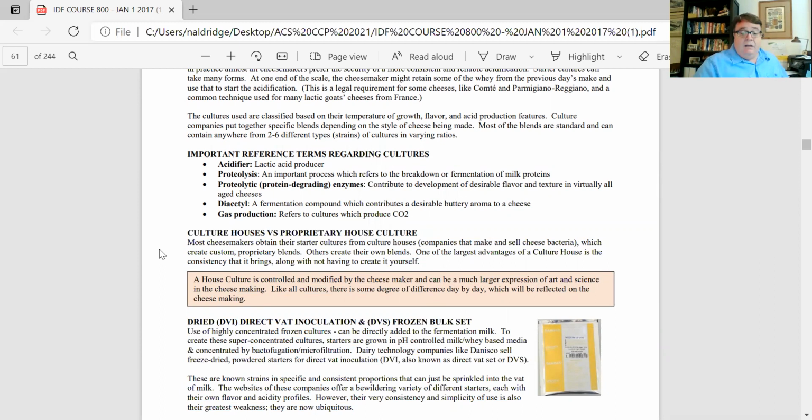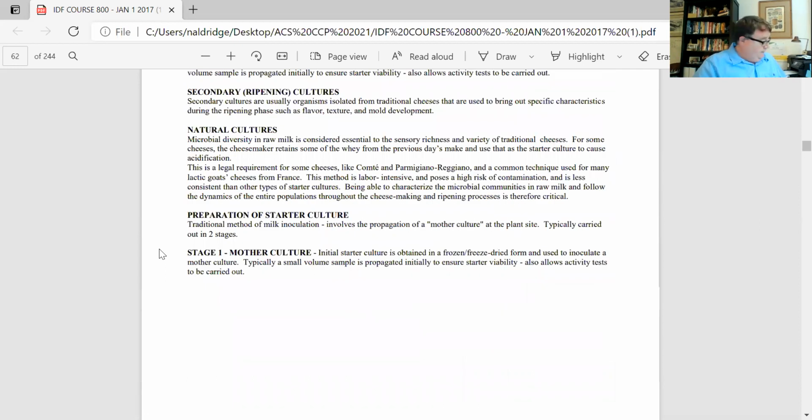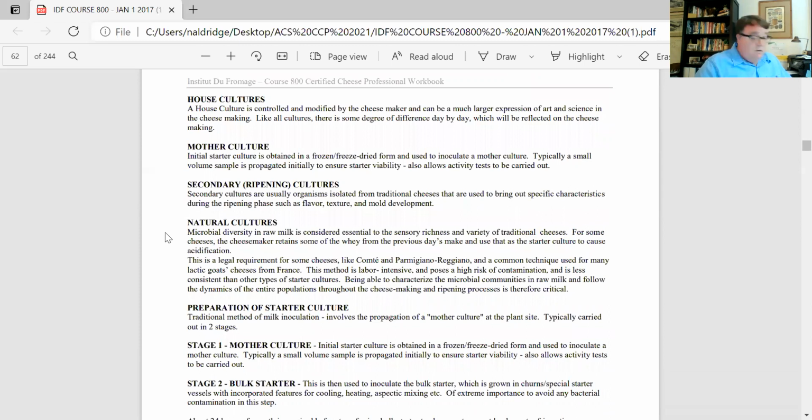Okay, we're just going to keep rolling through, my friends. And now we're on page 62. This is all pretty important here. So house culture, focus on all these and think of them as definitions. House culture, mother culture, absolutely. Secondary cultures, natural cultures, all of these. Preparation of the starter culture. Again, as we go along and are studying, the highlights are what's important in the cheese world. Cultures, part of making cheese, are highly important. So you're going to get asked about that.